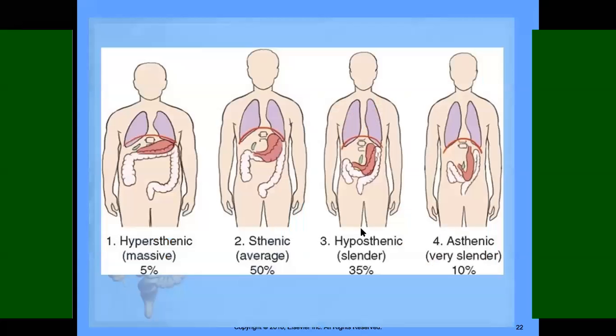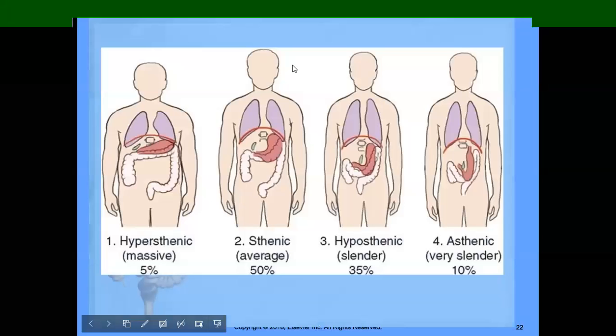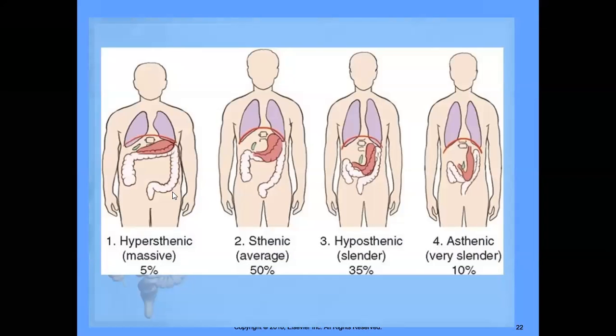The next section is looking at the different body habitus. The body habitus is generally defined as the build, the physique, and the general shape of the human body. And as you can see, you have hyperstenic, stenic, hypostenic, and astenic.